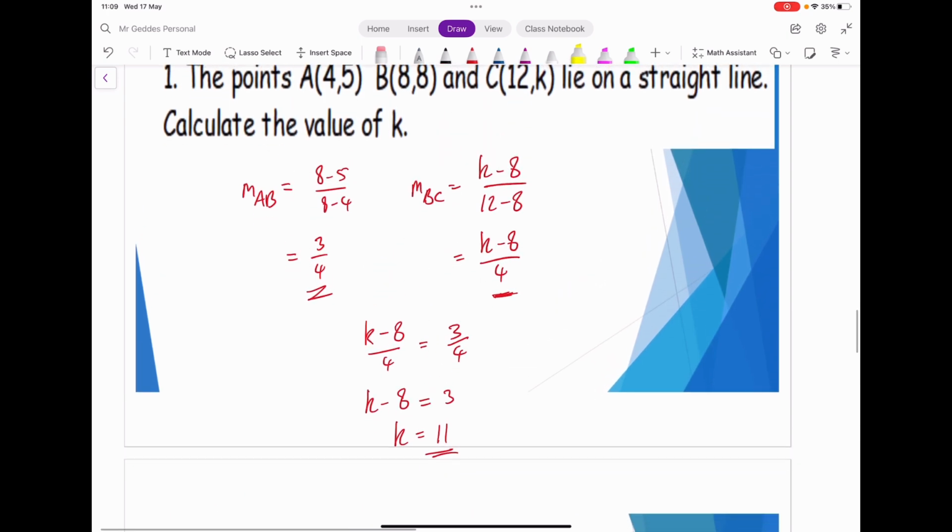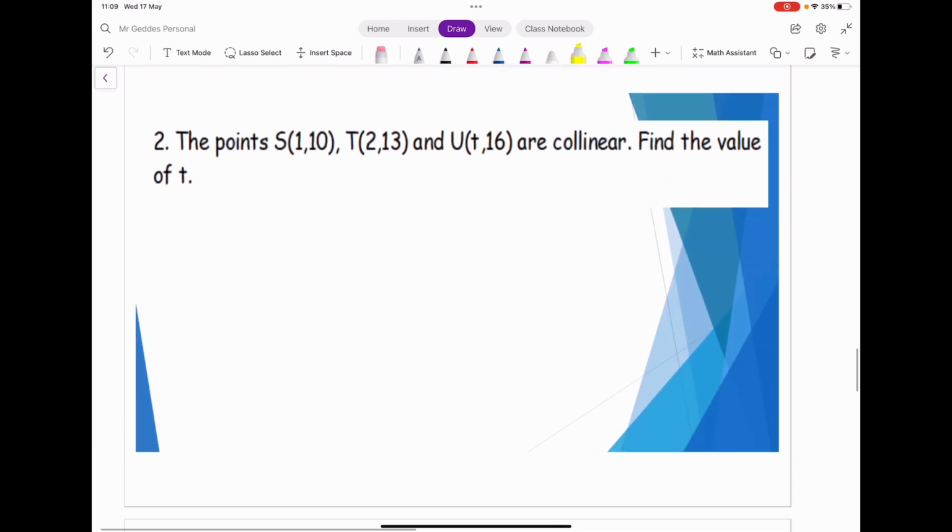Just be careful, it might ask you to state the coordinate at the end, but it doesn't, it just says calculate the value of k, and that's what we've done. Shift on to this question as well. I'll give you a wee second to try it.